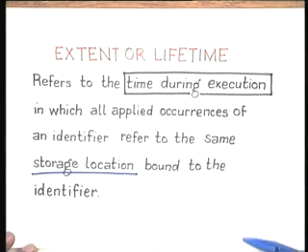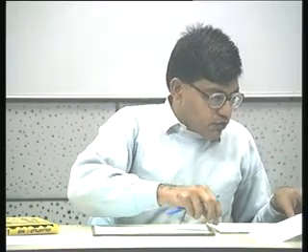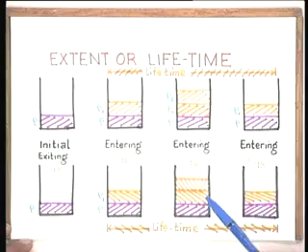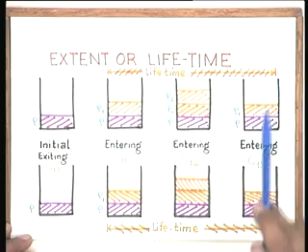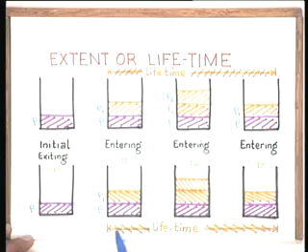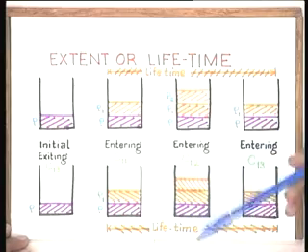I also spoke of extent. The extent or lifetime of an identifier really refers to the time during execution in which all applied occurrences of the identifier refer to the same storage location that is bound to it. So, in a statically scoped block structured language, as in the example shown before, you have lifetimes. For the same identifier in an inner block, you have different lifetimes, and the different lifetimes are not necessarily related.